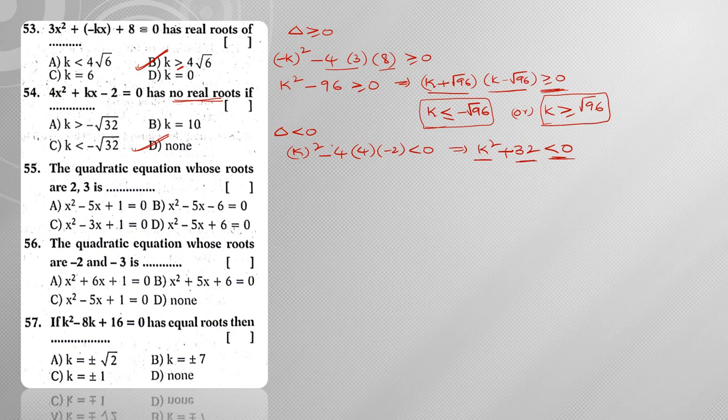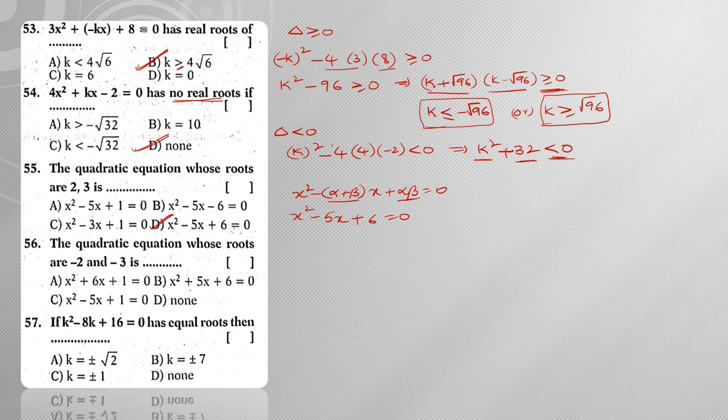Next, quadratic equation whose roots are 2, 3. Already we know how to write quadratic equation when two roots are given. X square minus of alpha plus beta into x plus alpha beta is equal to 0. From this I can write it as alpha plus beta is 2 plus 3, so 2 plus 3 I can write as 5x plus 2 into 3 is 6. So x square minus 5x plus 6 is my answer.